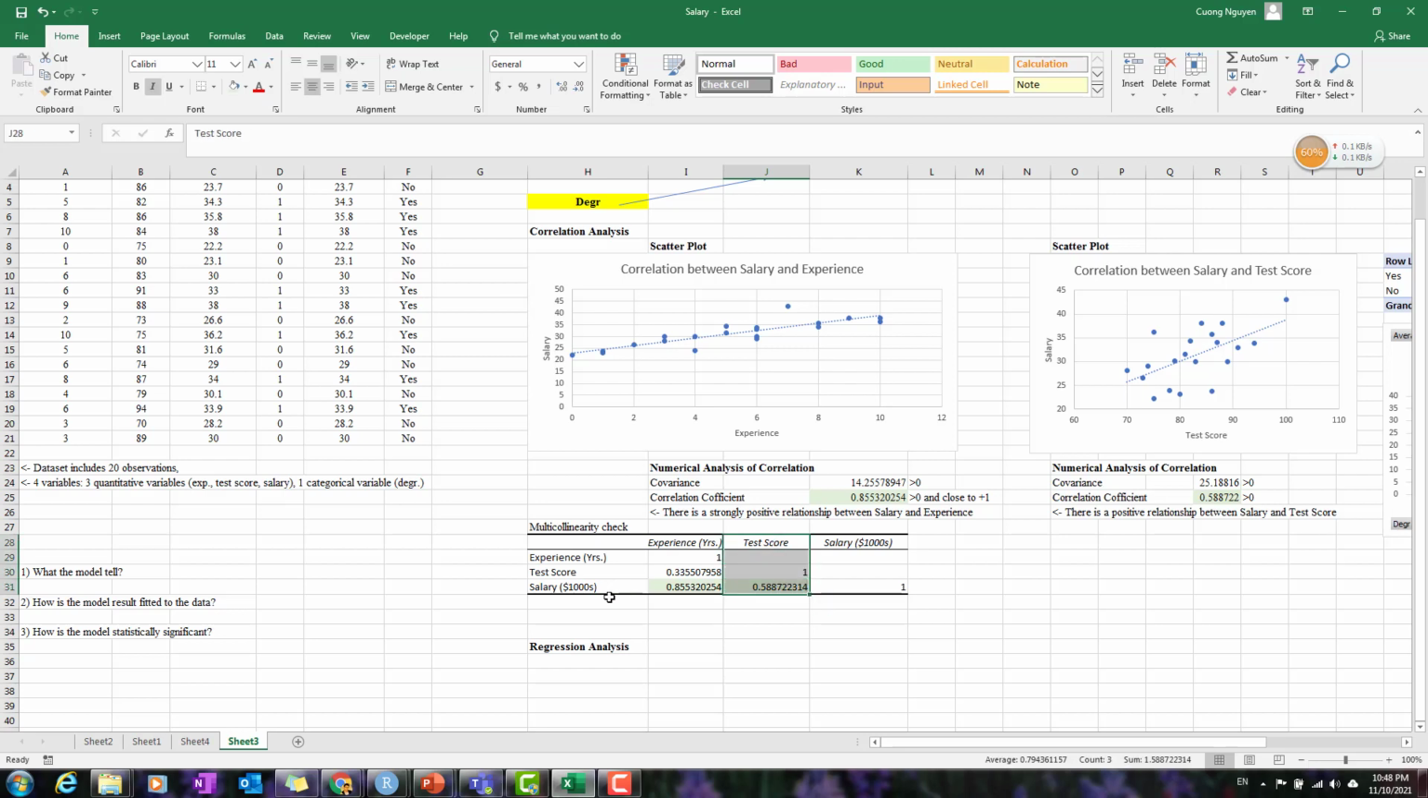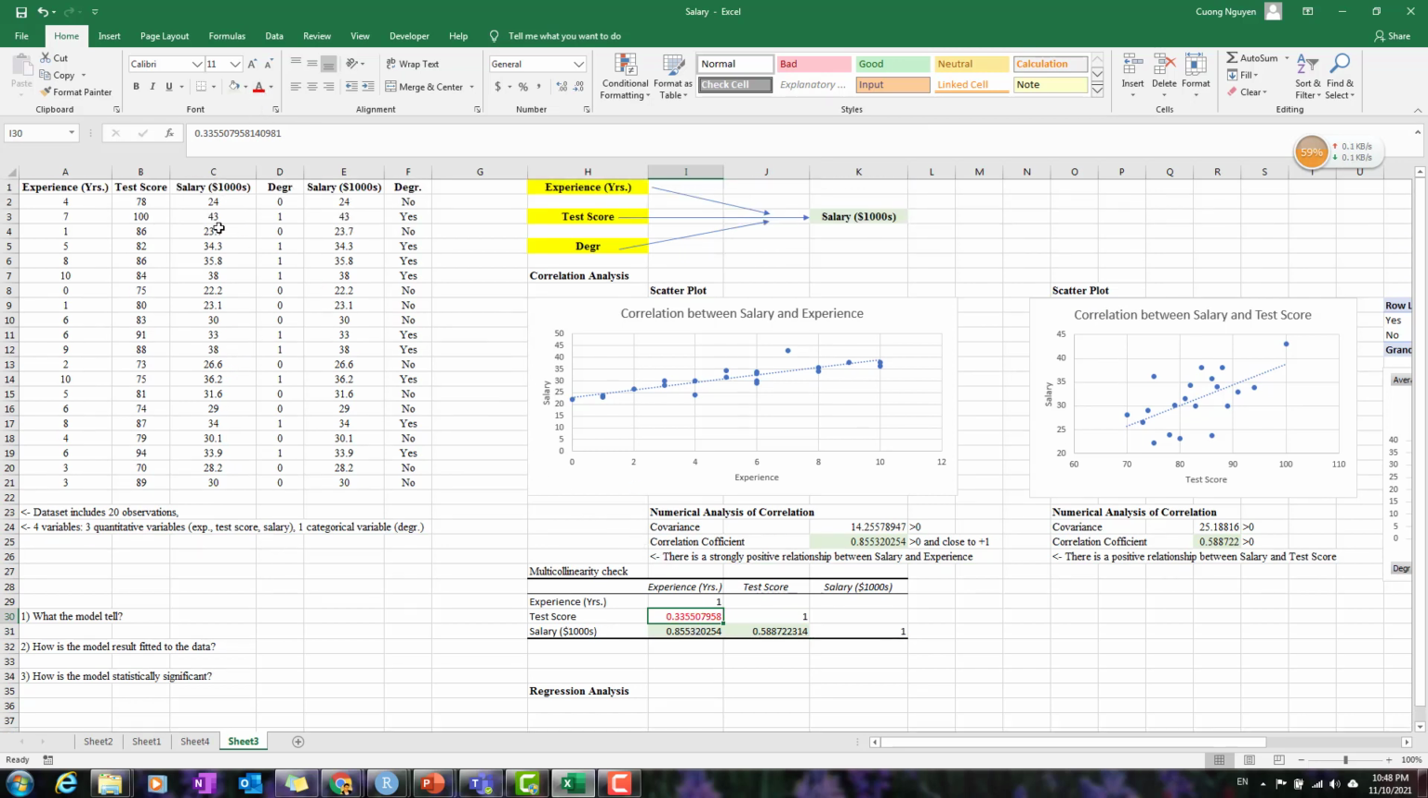Test score and salary intersect would be the relationship between salary and test score, and this would look like this. The only thing that I want you to check, because we have two quantitative independent variables, that should be the test score and experience, right? They should have a positive relationship between them. This is the correlation coefficient between them.